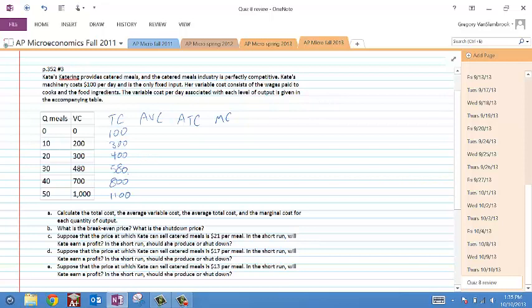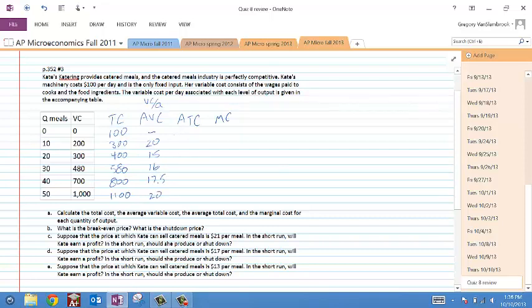Then our average variable cost, average total costs. I've done these calculations prior to coming in. I'm not just doing these in my head, but just to lay them out for you. Remember, average variable cost is variable cost divided by quantity. So for this first one, at 10 meals, our variable cost is 200. 200 divided by 10 gives us 20. And then it goes on like this: 20, 15, 16, 17.5, and 20.